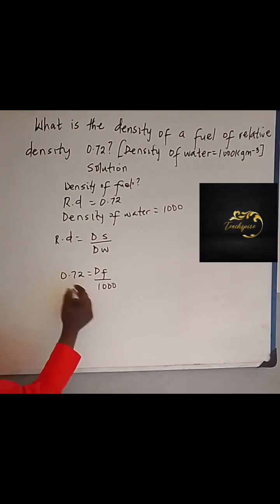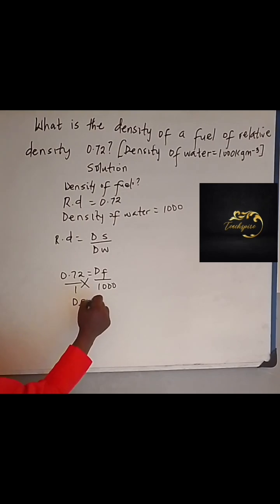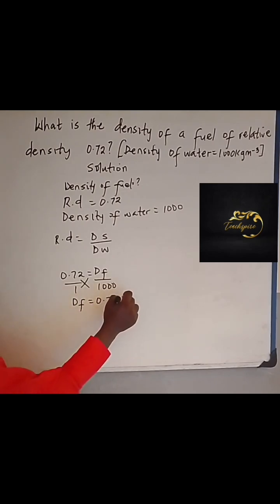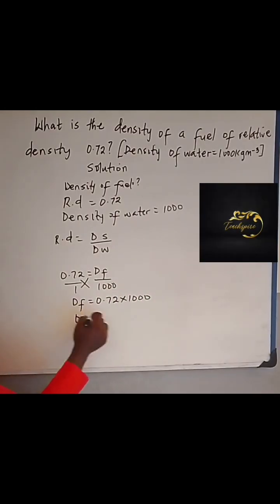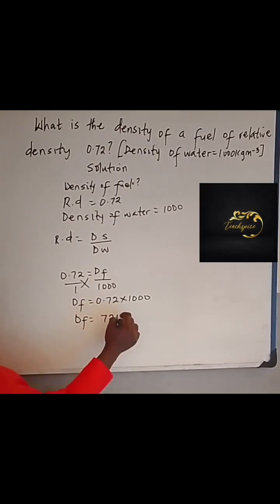I'm looking for the density of fuel, so I simply cross multiply. I have 1 times density of fuel to give me density of fuel equals 0.72 multiplied by 1000. That gives me 720 kg per meter cube.